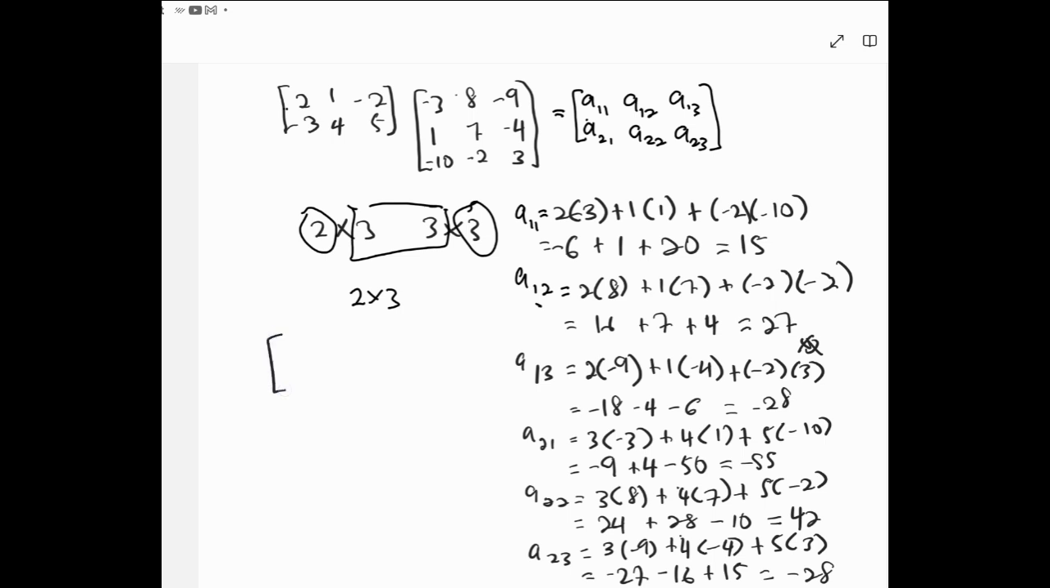Okay, so we have a 2 times 3 structure. So A11 is 15, A12 is 27, A13 is negative 28, A21 is negative 55, A22 is 42, A23 is negative 28. Alright, so this is how you calculate it.